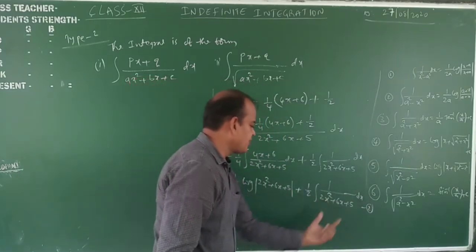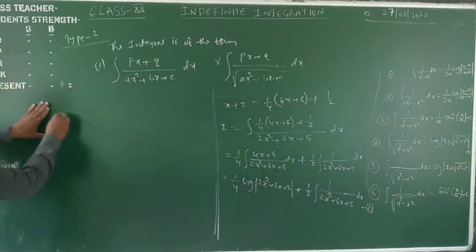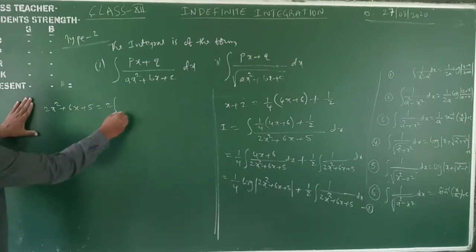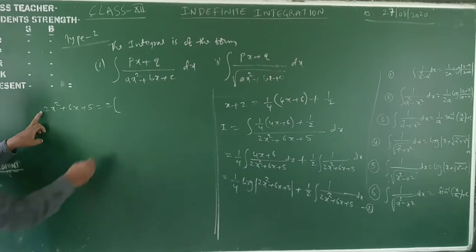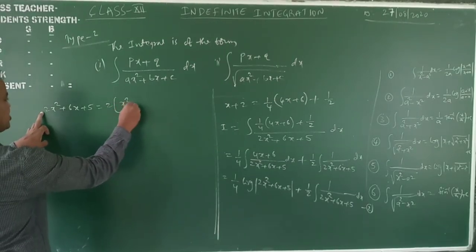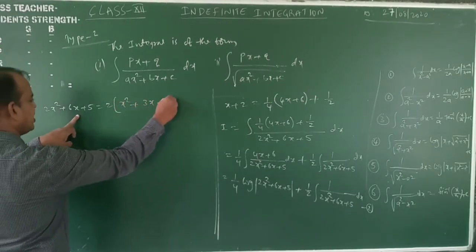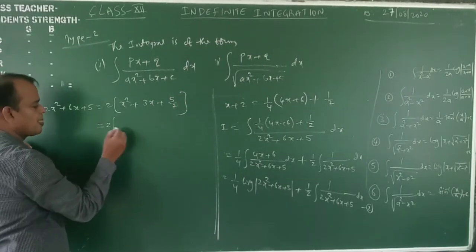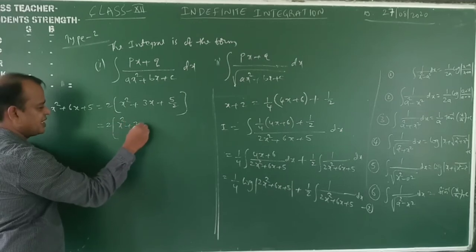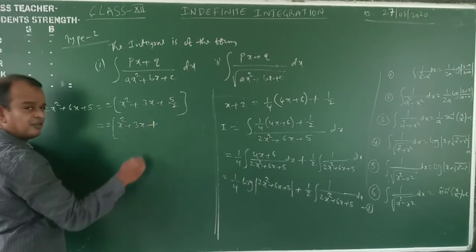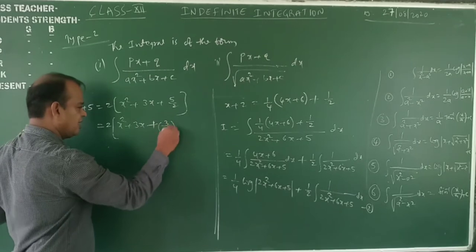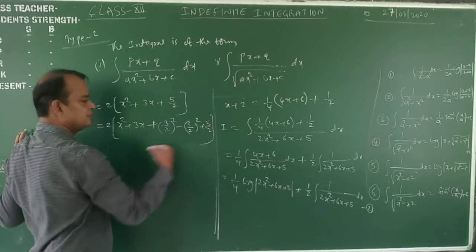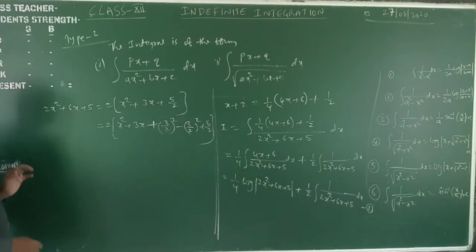Now write the perfect square. What is 2x square plus 6x plus 5? Take 2 common, so that the coefficient of x square is 1: 2 times (x square plus 3x plus 5 by 2). Now for x square plus 3x, the coefficient of x is 3; take half of it, square it, adding and subtracting: 3 by 2 whole square minus 3 by 2 whole square.